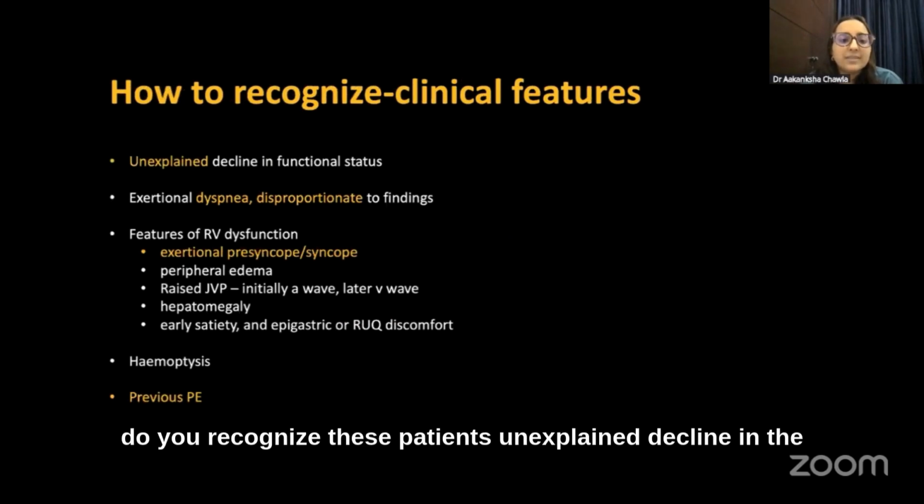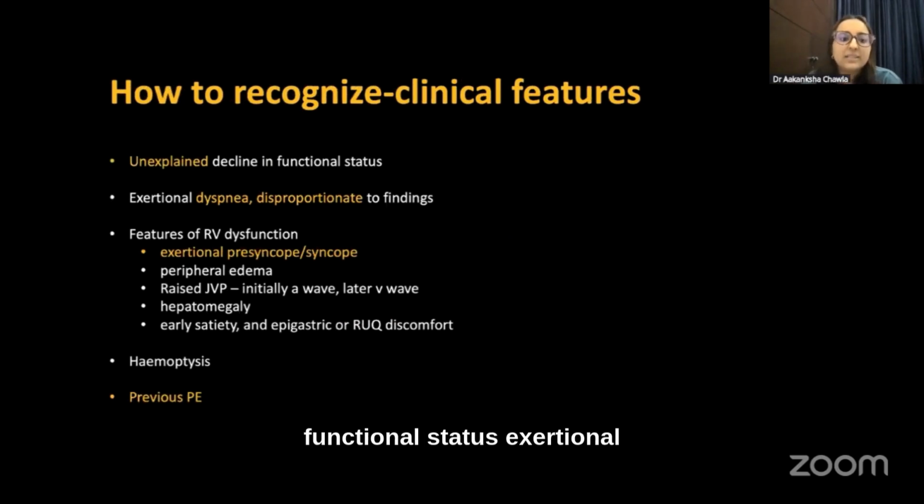How do you recognize these patients? Unexplained decline in the functional status, exertional dyspnea disproportionate to the findings, features of RV dysfunction, hemoptysis, and a previous history of PE.